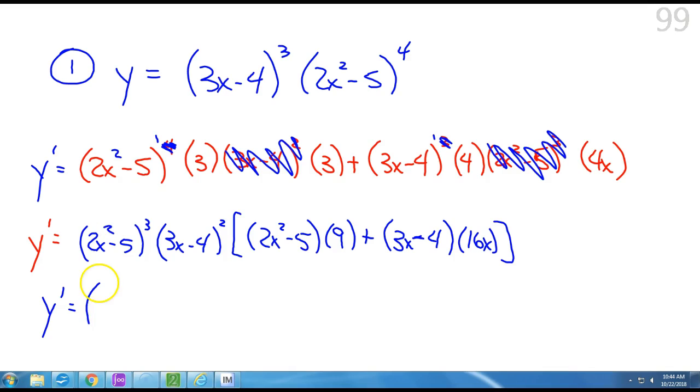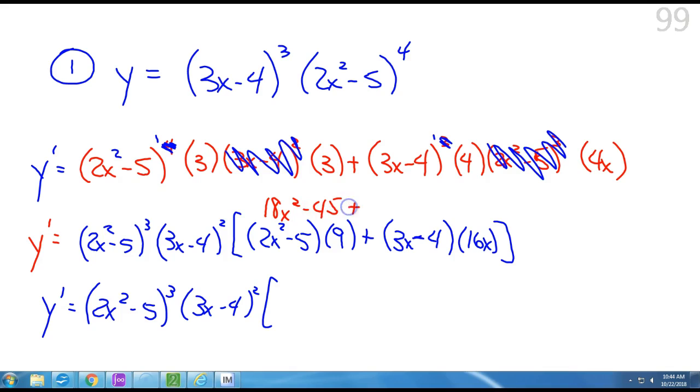And then we're just going to simplify the inside part here. So this would be 18x squared minus 45. This would be 48x squared minus 64x. So I have 66x squared minus 64x minus 45 on the inside. What do you got for that answer?